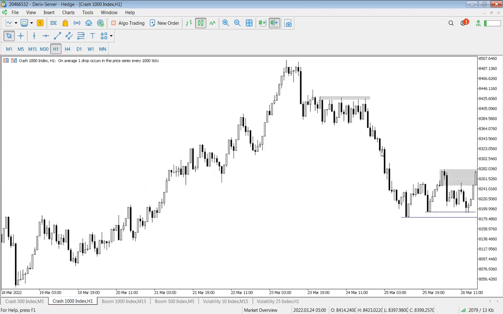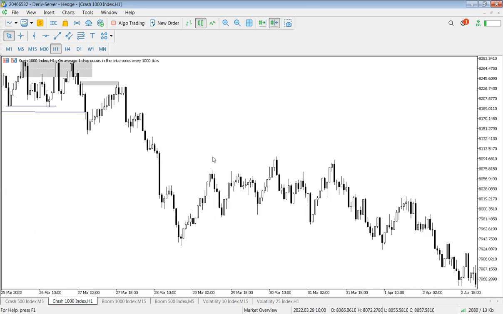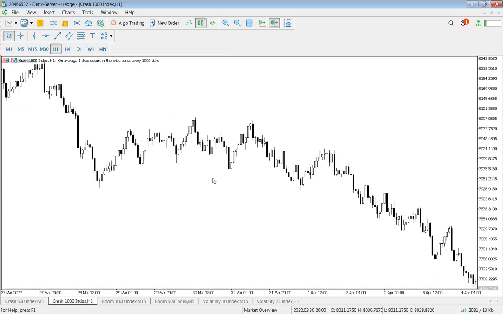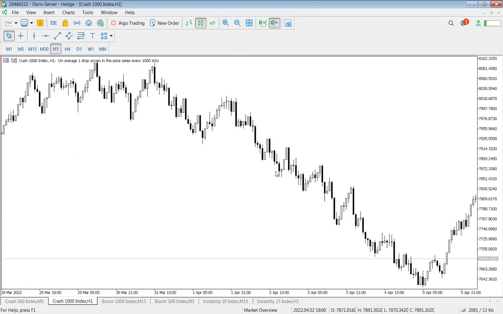So that's it. Let me give another example. This is another example. Price broke this structure. This is the H1 time frame. Price broke this structure. Let me be faster, my battery is running low.